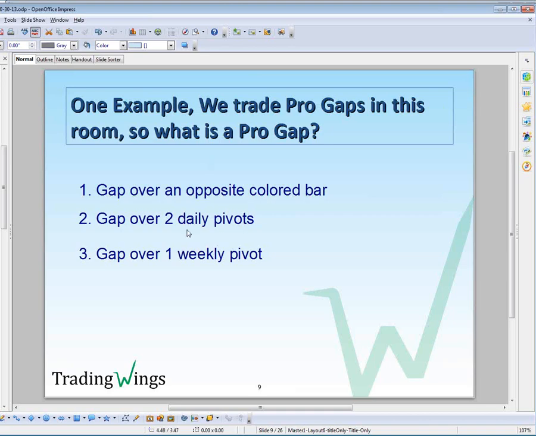Like, for example, Lori, if you had EA that bounced off 20 and then it goes up to 25 and it comes back down to 2010 and bounces off that and goes back to 24 and then gaps below it, that could be two daily pivots possibly. And then number three, it's a gap over a weekly pivot. Okay. Al's jumping ahead of me here. Does the size of the bar matter?